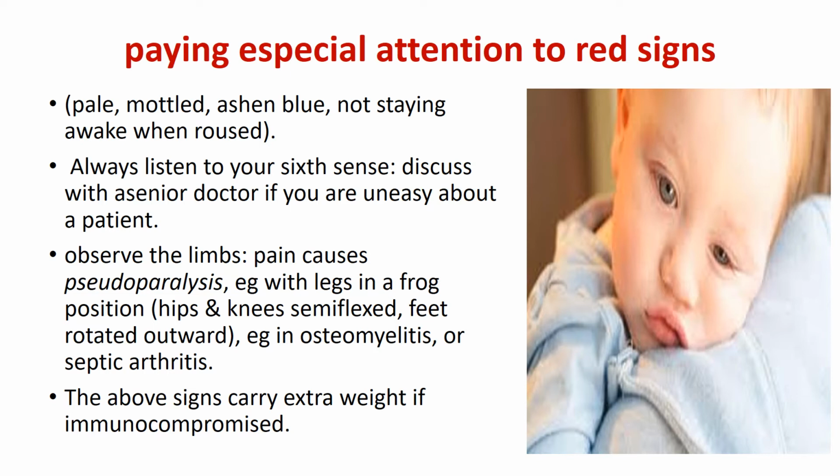Then observe the limbs. Pain causes pseudoparalysis. For example, with legs in a frog position, hips and knees semi-flexed, feet rotated outward. For example, in osteomyelitis or septic arthritis. The above signs carry extra weight if immunocompromised.